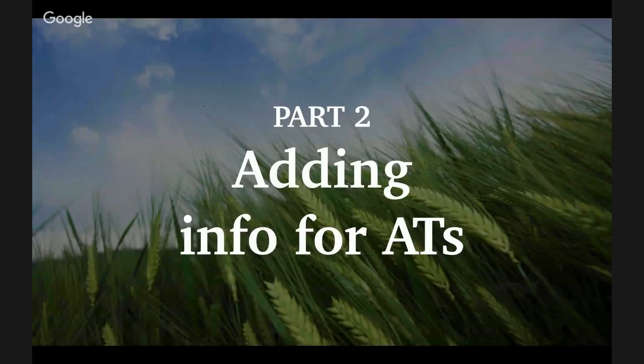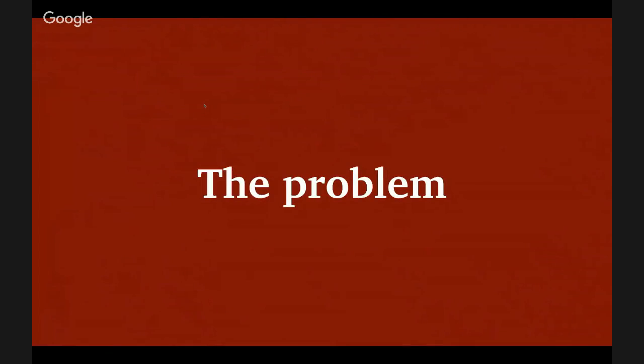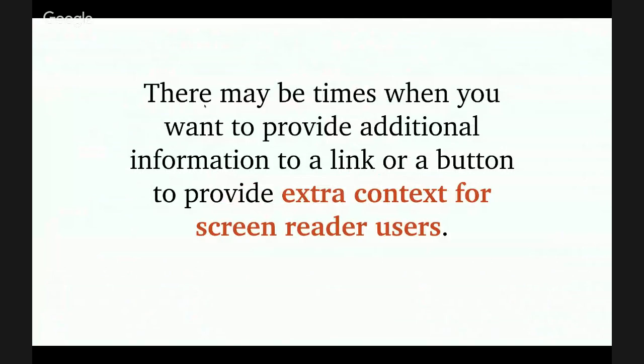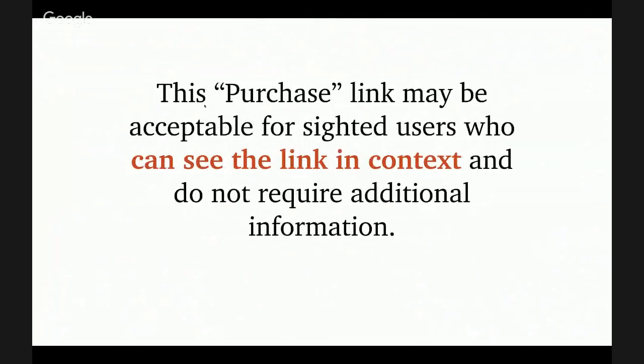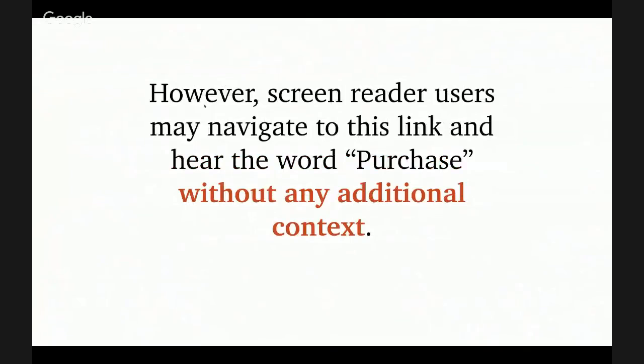The next thing I want to talk about is this idea of adding information for assistive technologies. So the problem here is that there may be times, and I'm going to stress this should be used very sparingly, but there may be times when you want to provide additional information to a link or a button, and you want to provide additional context for screen reader users. And we might have a button or a link, in this case, saying purchase. Now this link may be acceptable for sighted users because they can see all around that link and get context for what's going on, and they don't require additional information. But for screen reader users, they may come to this link without any context associated.